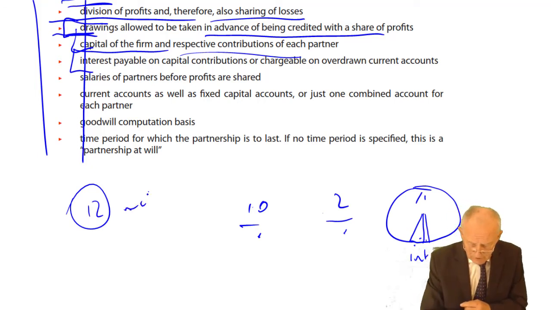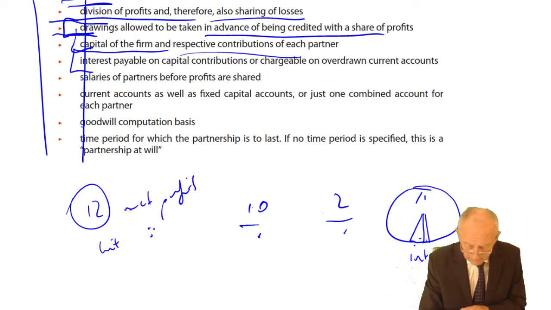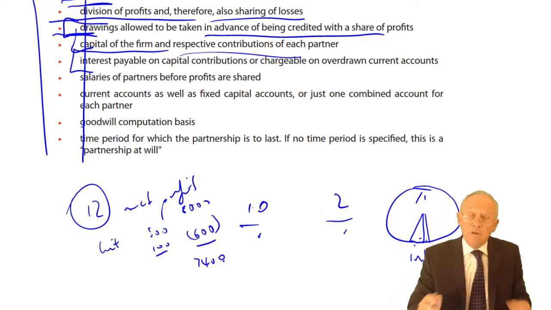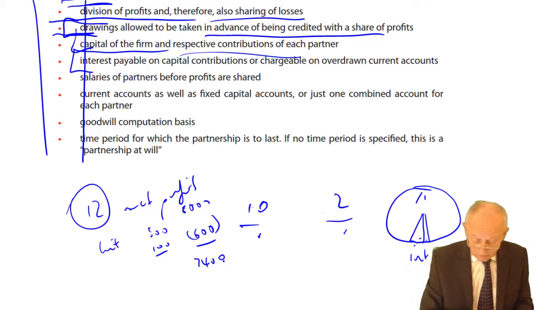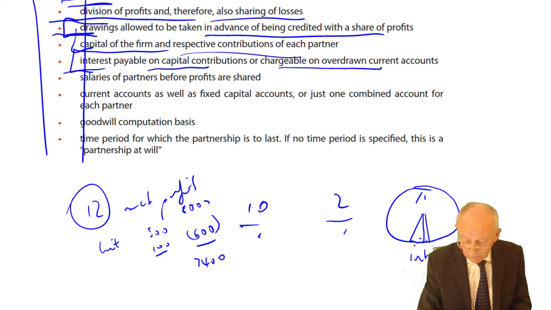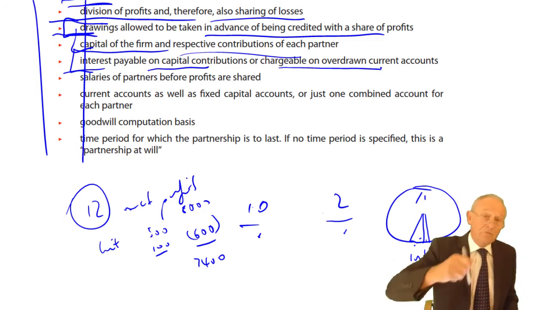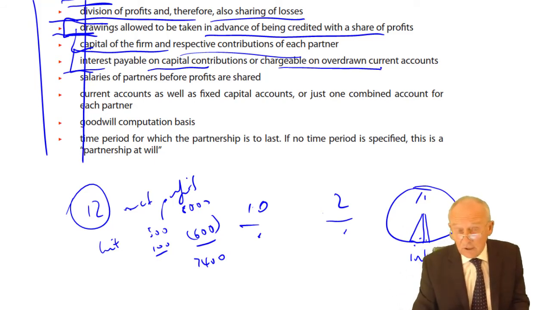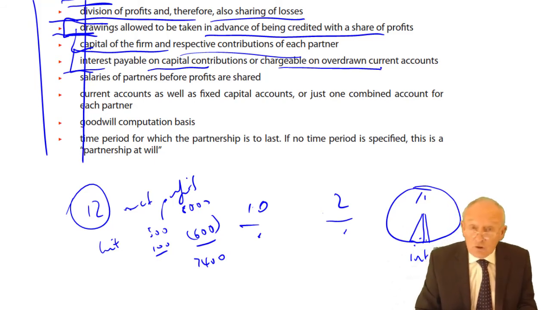We get down to net profit, and then we say interest on capital. Mike gets 500, you get 100, so that's 600 of those profits. 8,000 profit, 600 has gone by way of interest payment. So interest payable, and interest not only payable on capital, but how much we're going to charge on overdrawn current accounts. If you've drawn out money through the year before you get your share of profits, are we going to charge you on that overdrawn current account? We need to agree.